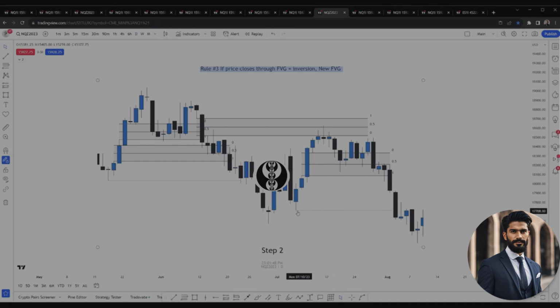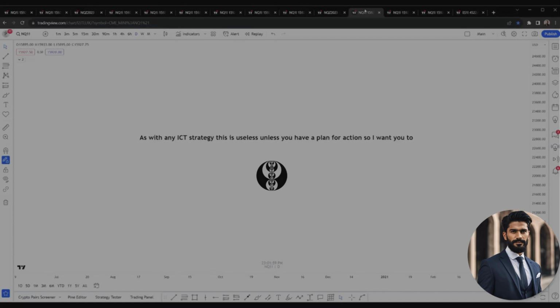Now, we're going to go over this mechanical strategy on exactly how to use this in order to find daily bias in the live markets and go over some live examples. But I want to be very clear that as with any ICT strategy, this is completely useless unless you have a plan for action.